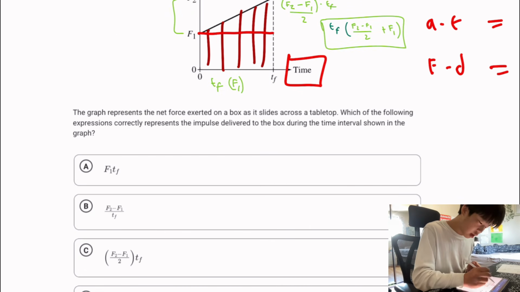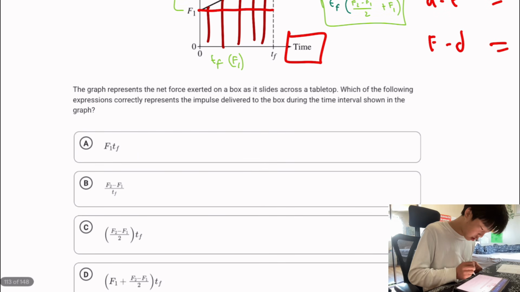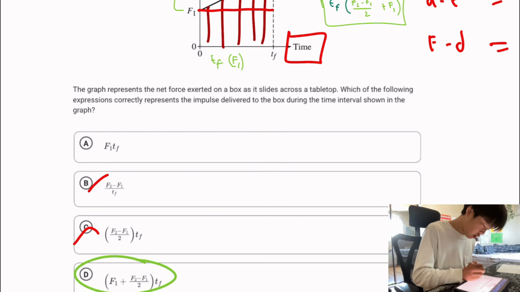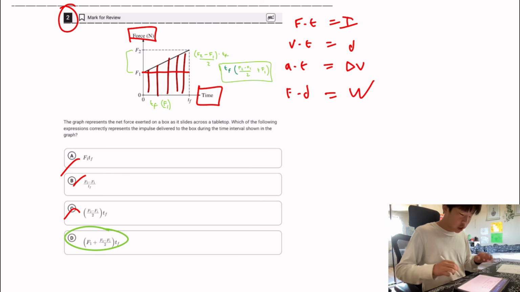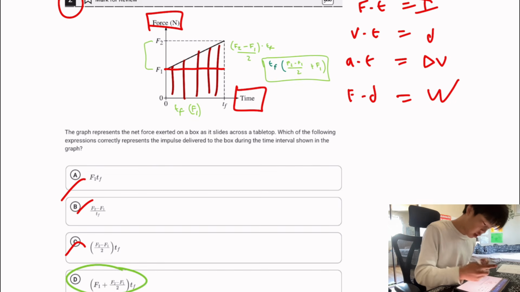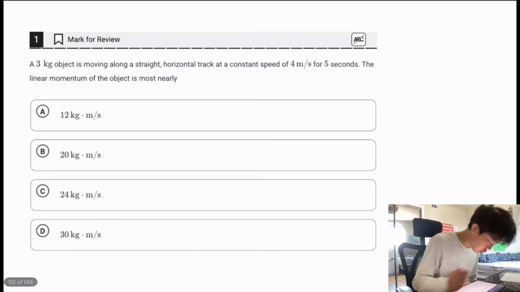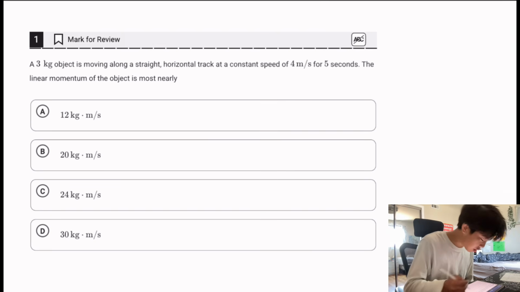So which one of these is that? I think it is this one. Yes. All right. You need to recognize this question archetype. Area underneath the slope gives us our desired value, which is impulse. So this one might be the easiest question I've ever seen.